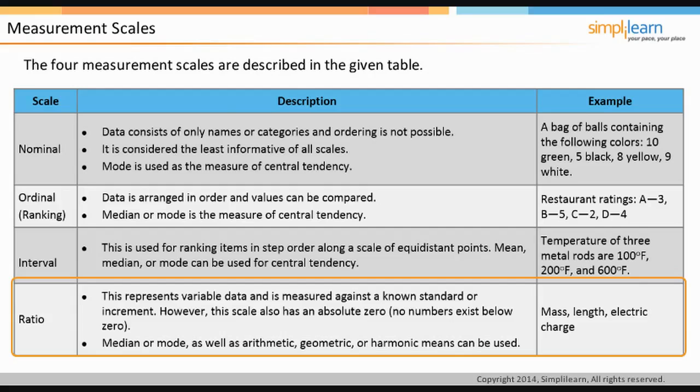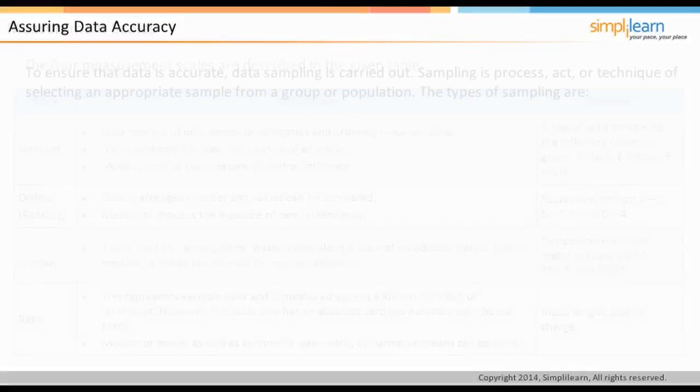The ratio scale represents variable data and is measured against a known standard or increment. However, this scale also has an absolute zero, that is, no numbers exist below 0. Examples of the ratio scale are physical measures where height, weight, and electric charge represent ratio scale data. Note that negative length is not possible. Again, here you would use mean, median, or mode as the central tendency measure. In the next screen, we will learn about assuring data accuracy.